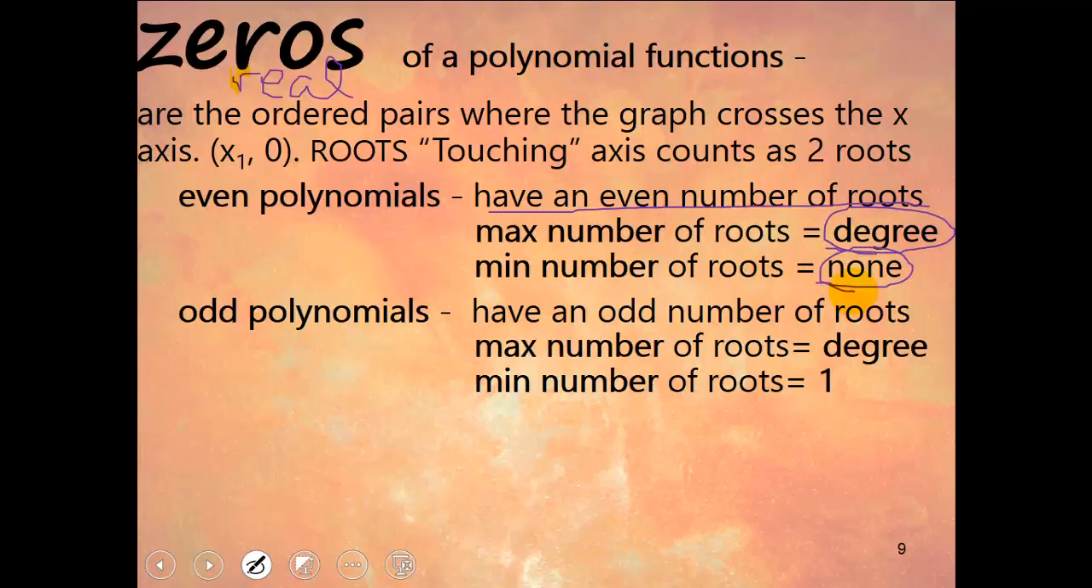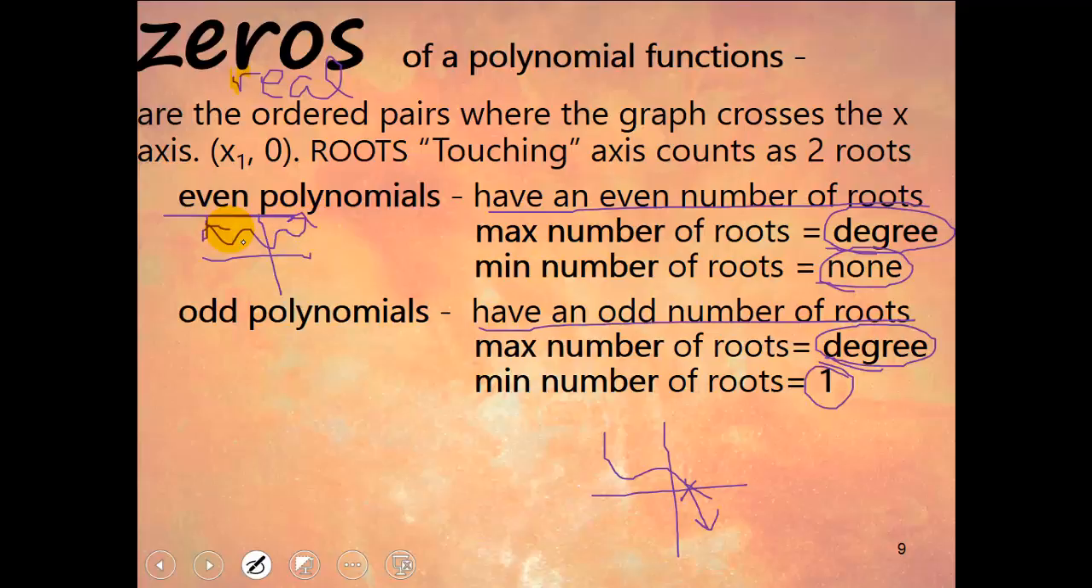For an odd degree polynomial, you're going to have an odd number of roots. The maximum you're going to have matches the degree, and the minimum is 1. These always have to cross at least once, odds do, because the ends go in opposite directions, so at some point it's going to have to cross. Whereas with an even, these ends go in the same direction, so you could have something like this where it never touches the x-axis. Okay?